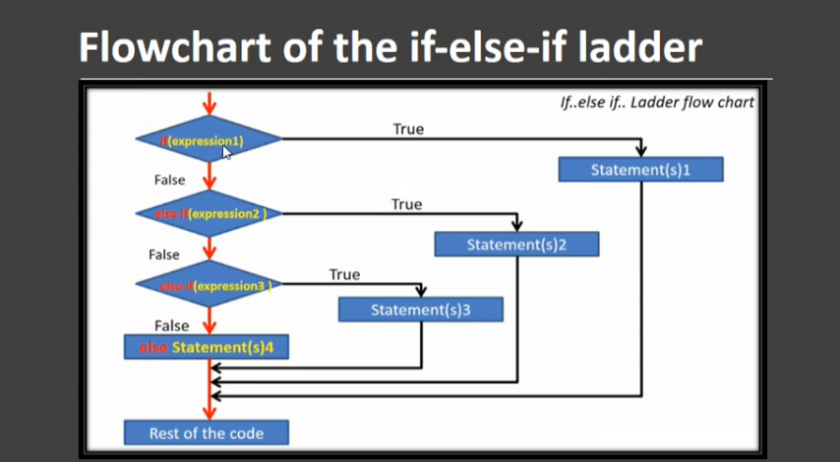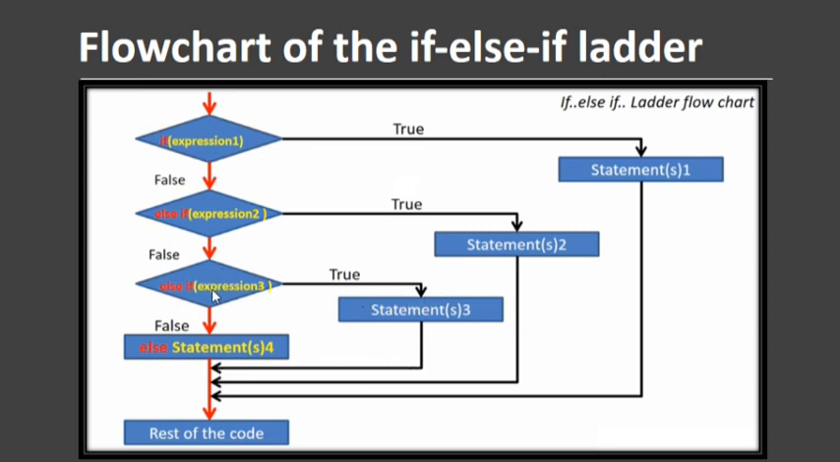Here, for example, condition 1 is true, so the statements under condition 1 are executed and control comes to the end. If condition 1 is false, condition 2 will be checked. If it is true, statement 2 of condition 2 will be executed and the flow is going to stop. If condition 2 is also false, it is going to check whether condition 3 is true or false. If it is true, statement 3 will be executed and it comes to a stop.